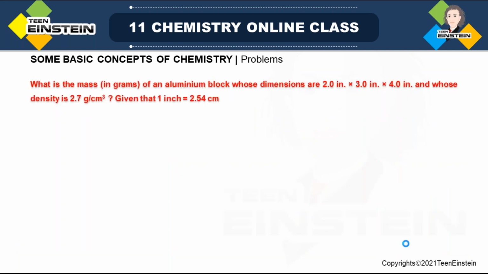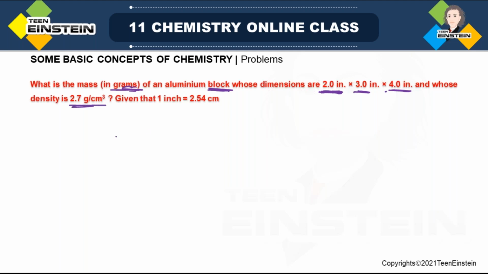So using this conversion factor, we will solve this. What is the mass that you have to find in gram unit? What is the mass of an aluminium block? So obviously there will be height, width, all these things. So three values are given. Now 2, 3, 4 all are in which unit? In inches. But you have to find the mass in terms of gram. Some other information is given.